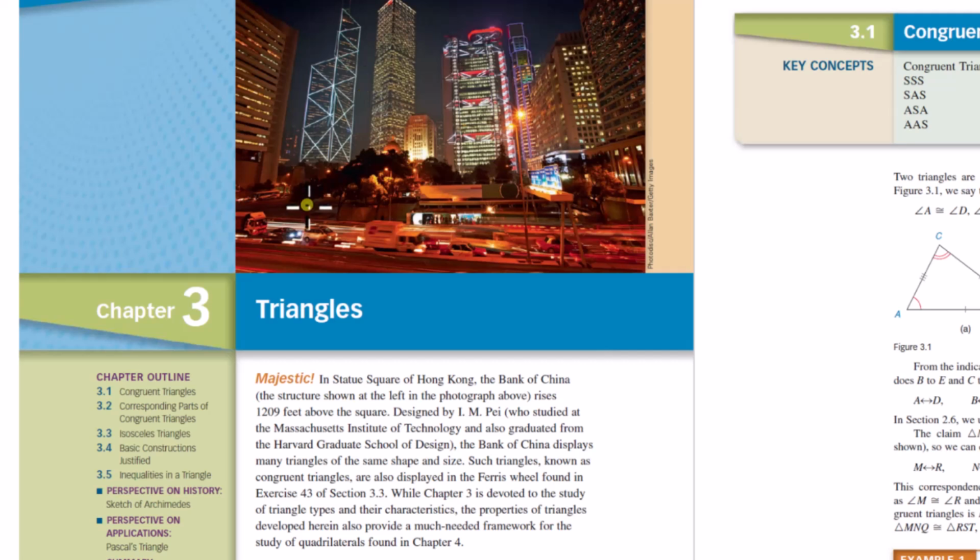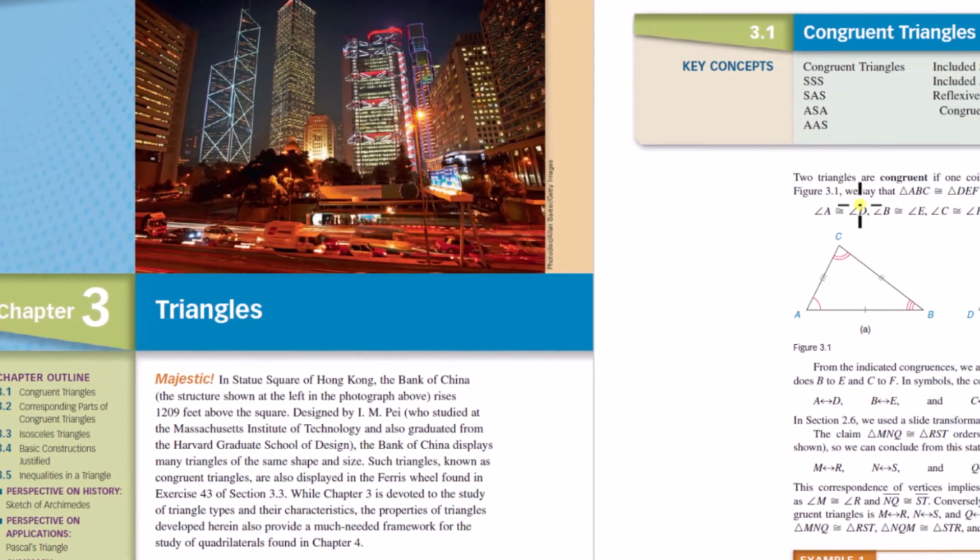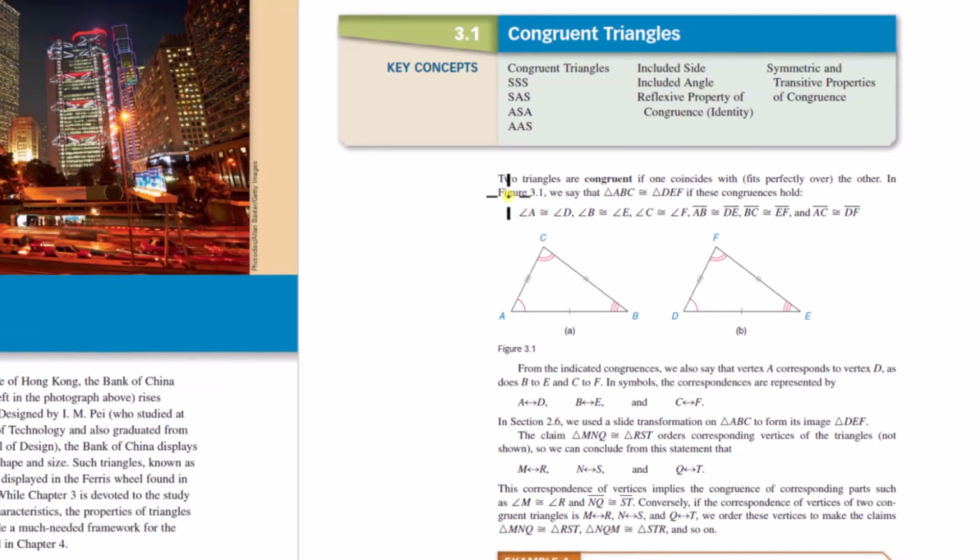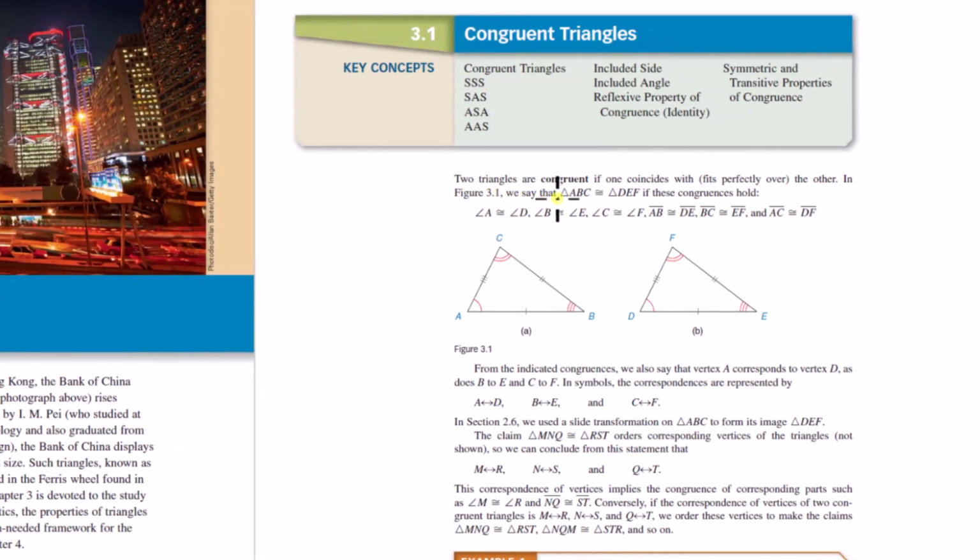Okay, but we know what congruent means. This isn't the first time we've heard the term congruent. So if we come to the start of this section here, it says two triangles are congruent if one coincides with or fits perfectly over the other. In figure 3.1, we say that triangle ABC is congruent to triangle DEF if these congruences hold, that they're about to state here. So yeah, we've already talked about what congruence means.